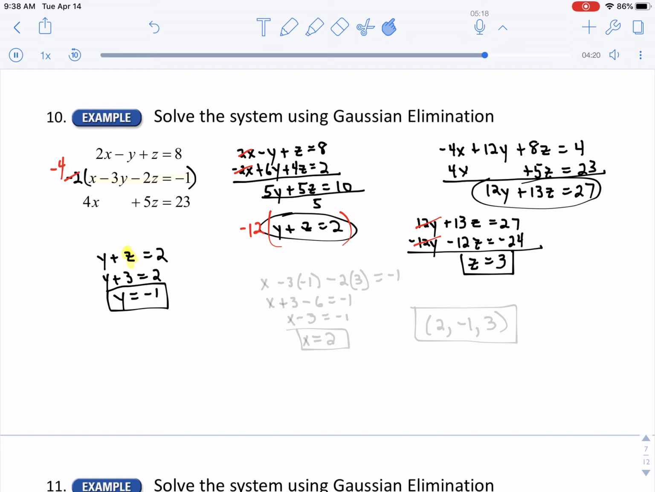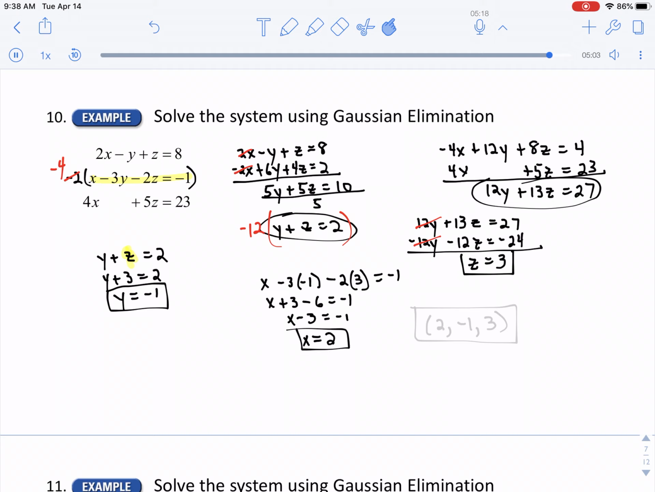Now I'm going to go back up to the top and choose one of those equations to find my missing variable, which is x. I can go into any one of them. I'll go into the middle one and substitute in the y and the z that I've found. So I've got x minus 3 times y, which is a negative 1, minus 2 times z, which is 3, equals negative 1. Negative 3 times negative 1 is positive 3. Negative 2 times 3 is a negative 6. 3 minus 6 is a negative 3, so x minus 3 equals negative 1. Add 3 to both sides and get x equals 2.